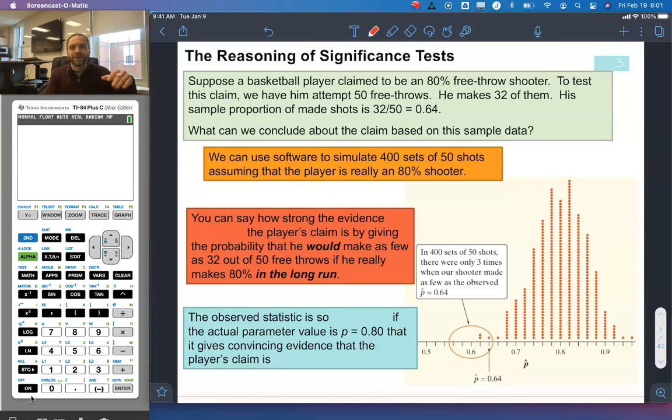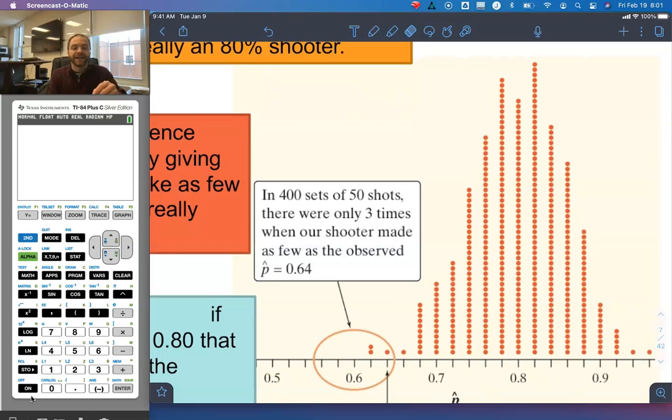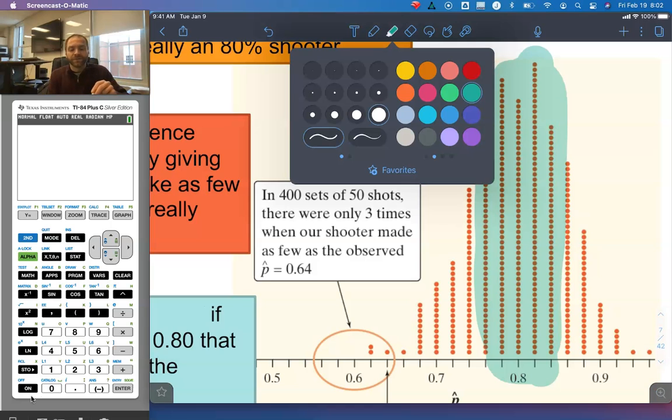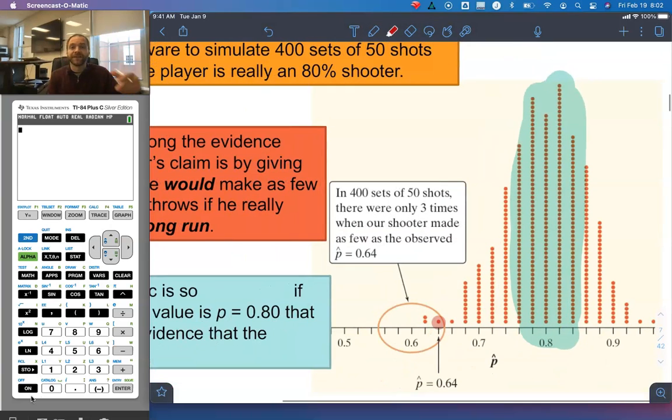And if we look at this simulation down here, this distribution is 400 sets of 50 free throws, given that the null was true, that he really was an 80% free throw shooter. So in this dot plot, each one of these dots is a p hat, and it's assuming that his probability is true. And you can see that because a lot of the p hats here are stacked in the middle. But notice what we observed. We observed this point right here, which is your p hat of 0.64.